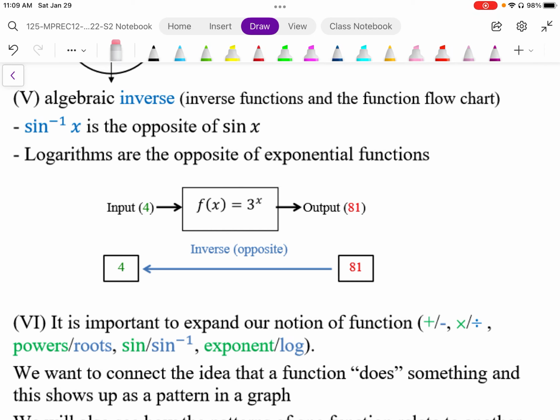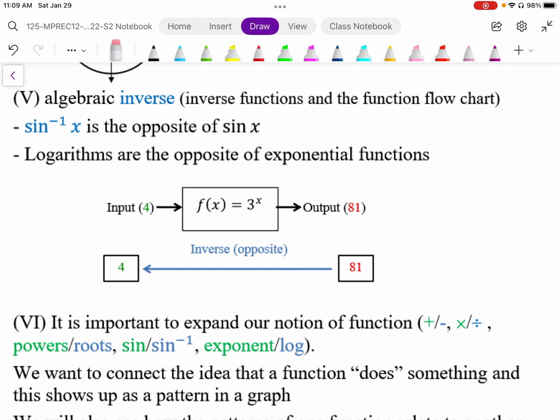So here we have the function 3 to the power x. If the input is 4, 3 to the power 4 gives us an output of 81. Well, if a function exists, there must be an algebraic inverse, something that undoes this function. And what the inverse function will do is take the 81 as an input and give us 4 as an output.